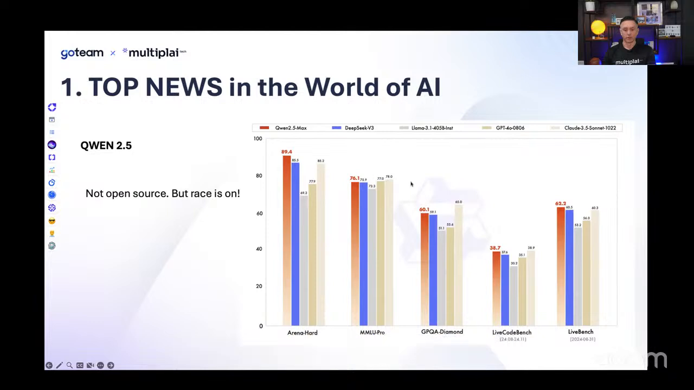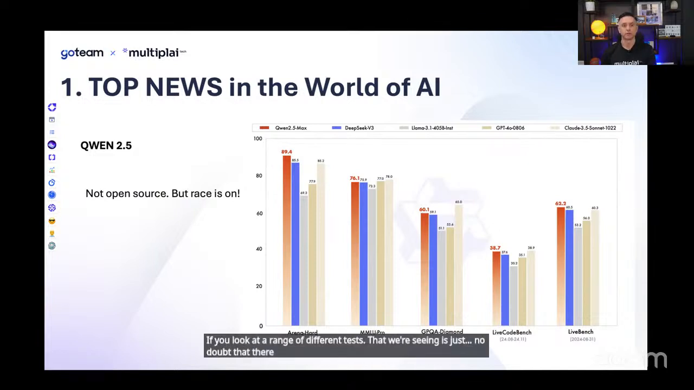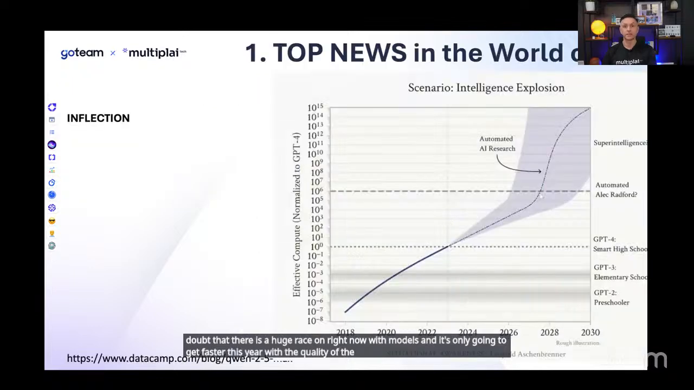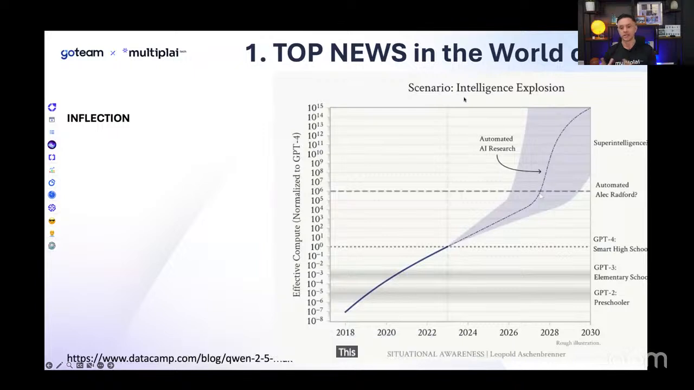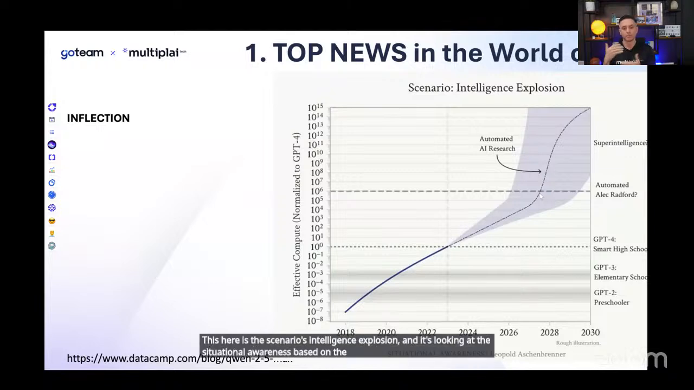If you look at a range of different tests that we're seeing, there is no doubt that there is a huge race on right now with the models, and it's only going to get faster this year with the quality of the models. And the reason is this. This here is the intelligence explosion scenario, looking at situational awareness based on the compute and the effectiveness of these models.